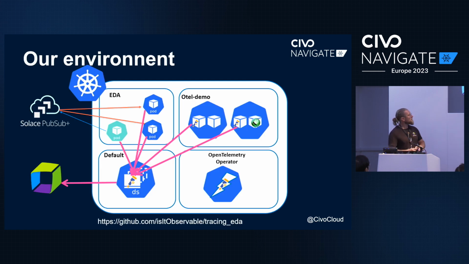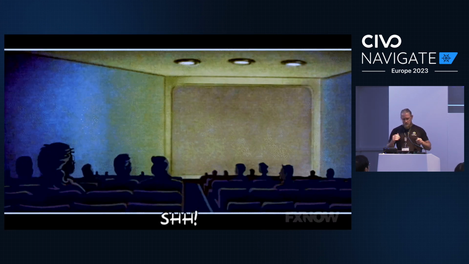So I've prepared a GitHub repo. You can find it here. I have the OpenTelemetry application just to make some traffic. And I have a namespace called event-driven architecture where I have a publisher and 2 consumers. And then I have the OpenTelemetry collector that sends it back to Dynatrace. And then using Solace, which is a messaging mesh that can deal with the brokers and different brokers from different environments. So just as an example.